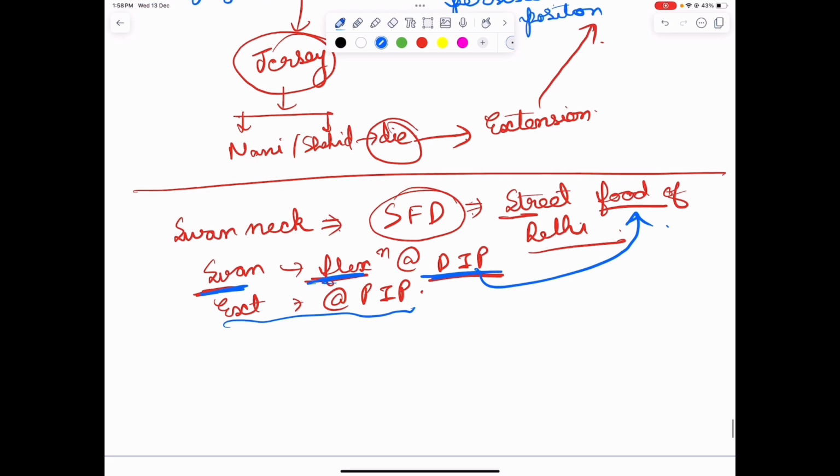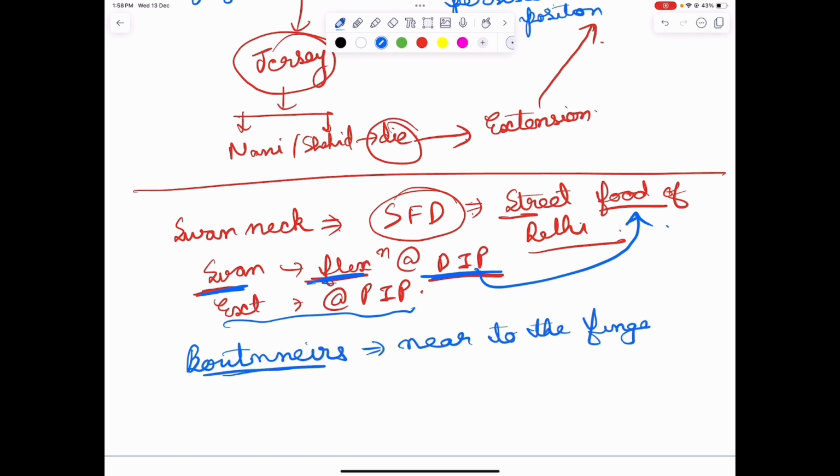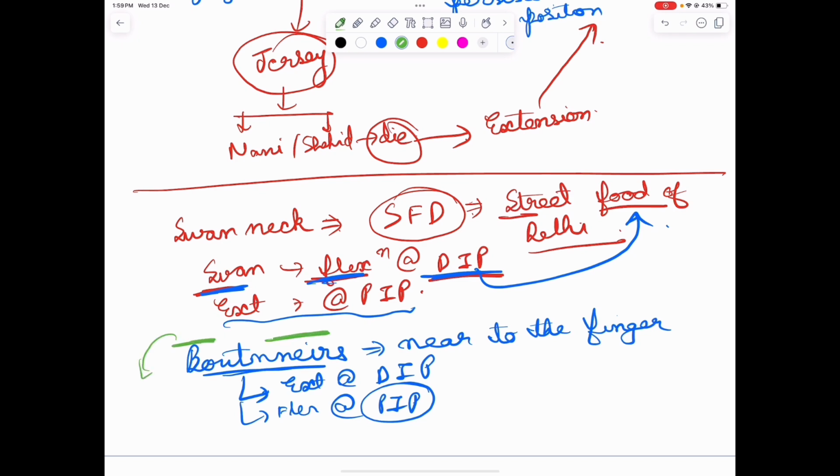What is boutonniere's deformity? In boutonniere, you can see that it is near to the finger. That is extension at the distal interphalangeal joint and flexion at the proximal interphalangeal joint. How you can remember is you break down boutonniere: a bow-like structure forming at the near joint. That is flexion. Bow means dhanush, you know. In a dhanush, there is a bend like this, and that is occurring in the proximal interphalangeal joint, that is near to the body.